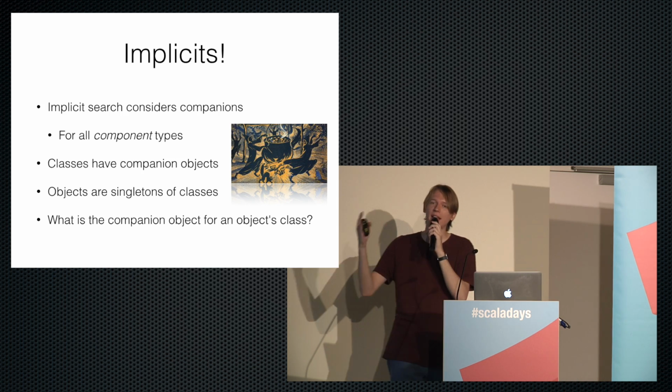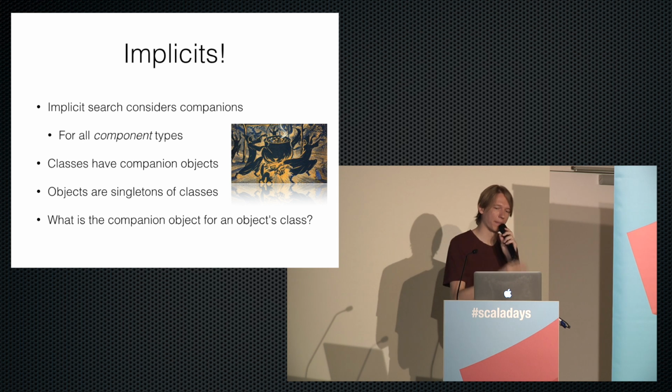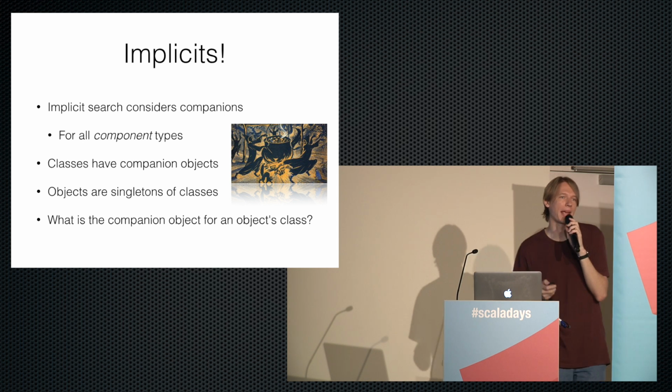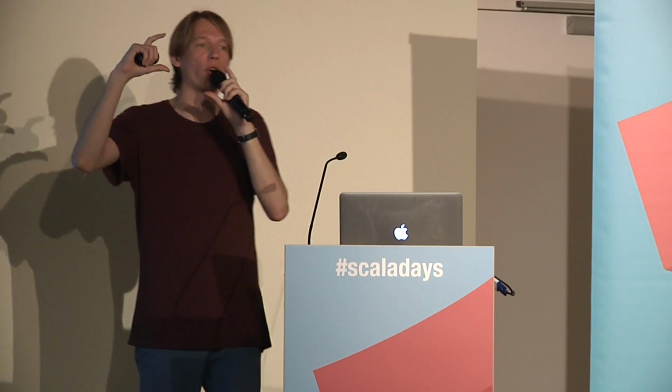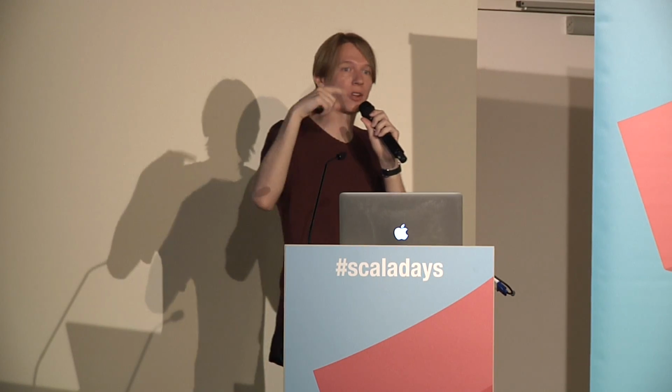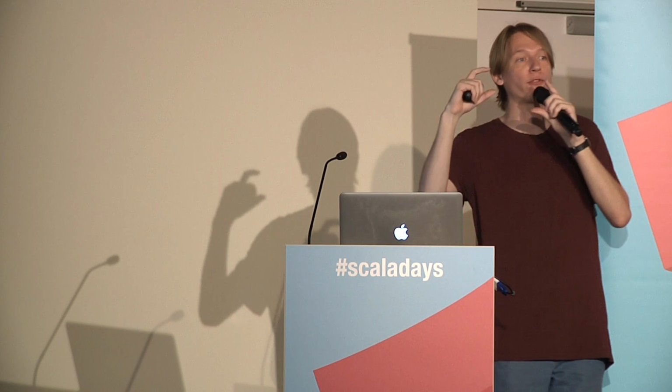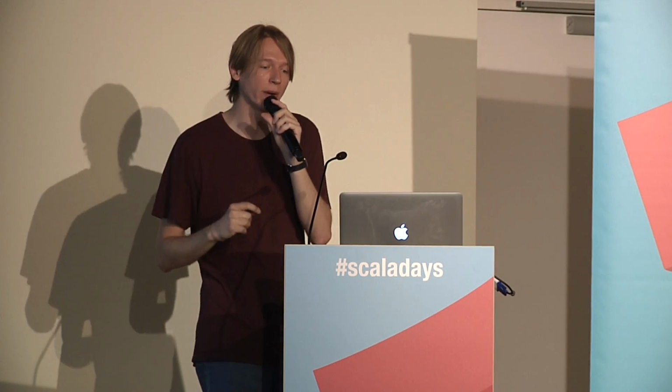So remember I said earlier that implicit search considers the companions. And specifically, it considers the companions for all component types. So for example, if you're looking for a remover, it will consider the companion object for remover. And if you're looking for a list of remover, it will also consider the companion object for remover, which is really weird, but the collections library actually needs that functionality.